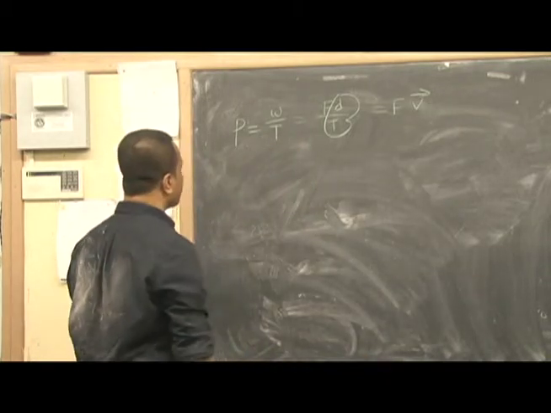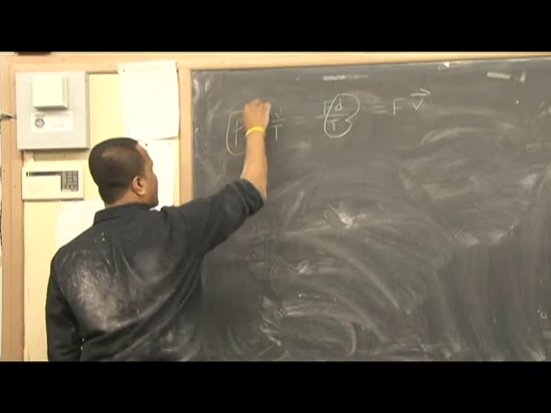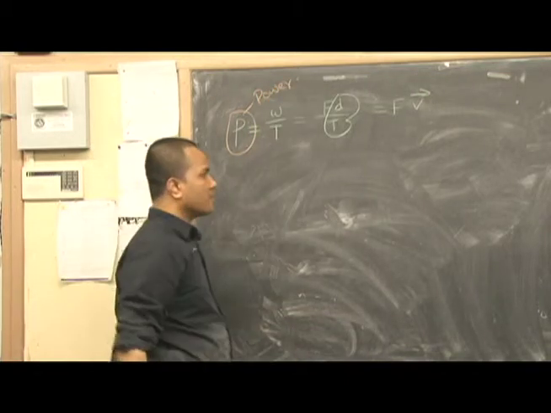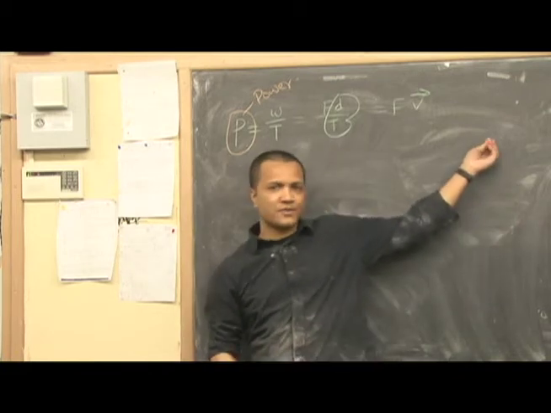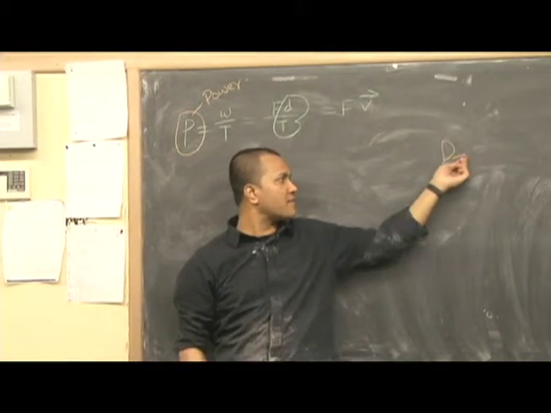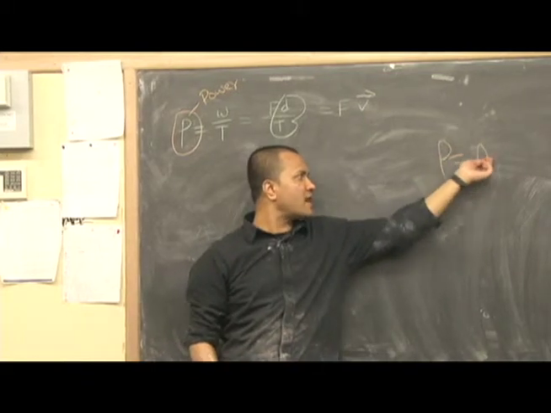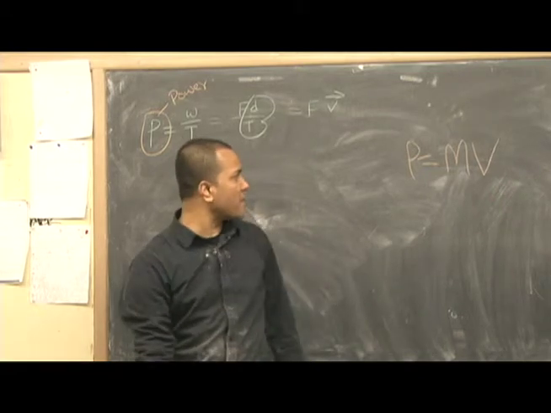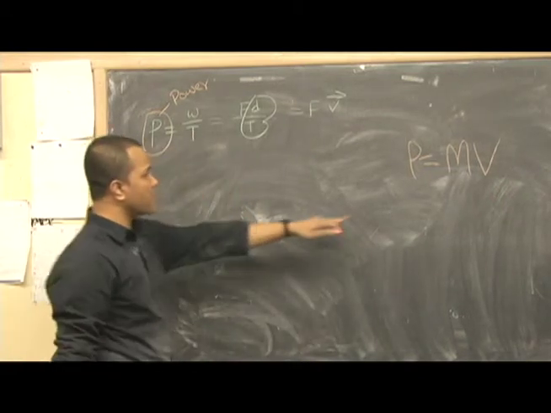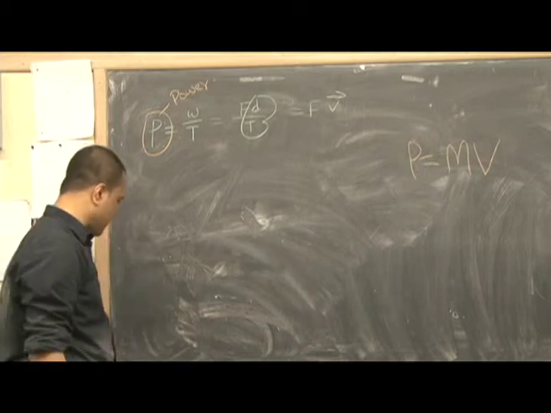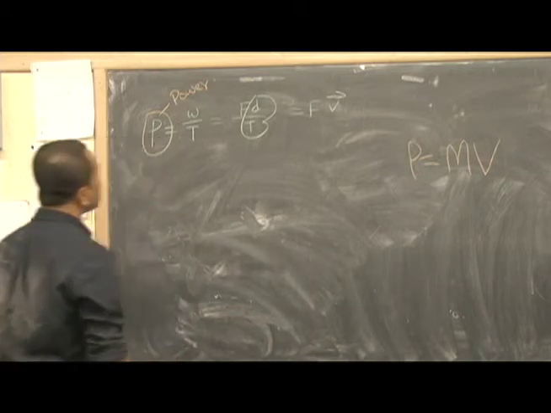Now let's make a question. This is, by the way, again a P. We saw it before, but we called it what? Momentum. So this P is momentum and this P is power. So let's make an example using this formula.